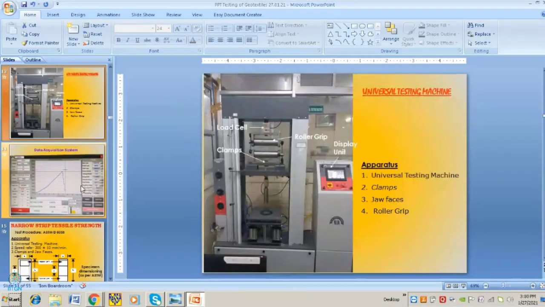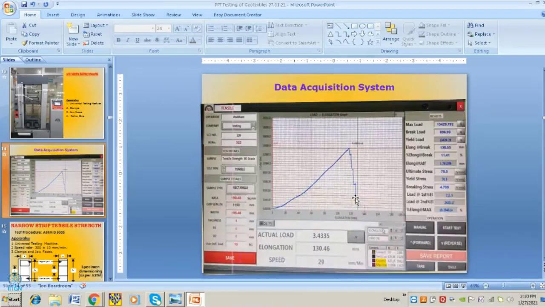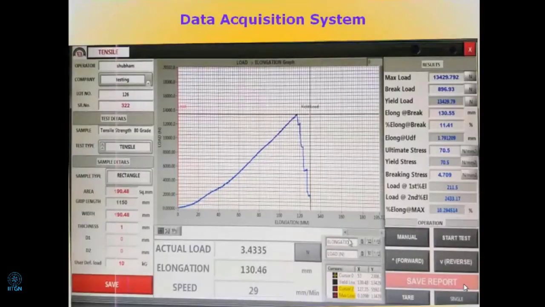This is a universal testing machine having a load cell and roller grip, which is used specifically for geogrids. For geotextile, there should be flat grips. These are the clamps, and this is the display unit, showing the data acquisition system. It shows the curves between stress and strain. It shows different load versus elongation curves depending upon the type of samples.